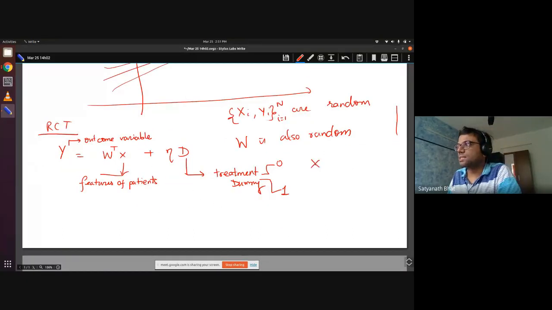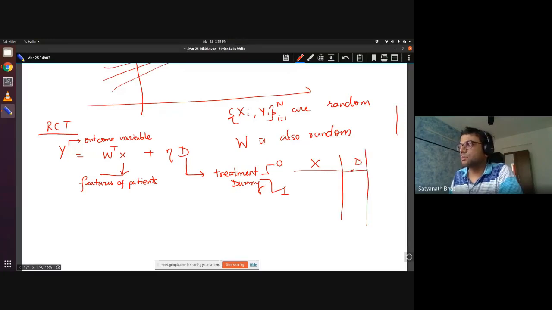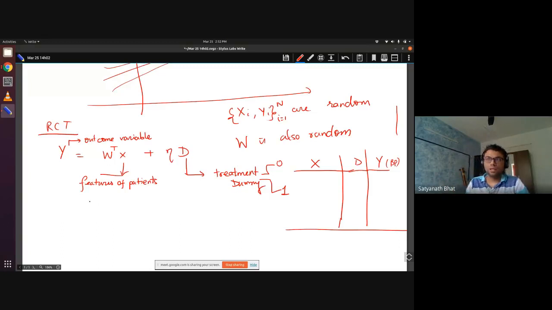Then you have several Y's. So you will have a data set of all the X's. You will have D, whether the patient has been administered something. Then Y, let us say Y is blood pressure or something which you want to control, which is what the pharmaceutical is trying to address. So what you do is you regress. Instead of saying linear regression, they will say regress this model, which is the same linear regression itself.